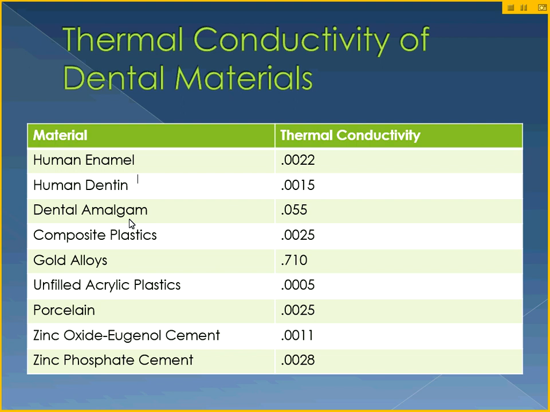So whatever restorative material gets placed over top of it, if that material conducts heat, the zinc phosphate cement or the zinc oxide eugenol will protect the pulp and therefore protect the patient from experiencing pain from changes in heat and cold in the tooth. And we will look at this more later on.